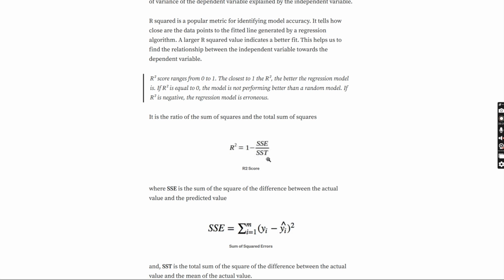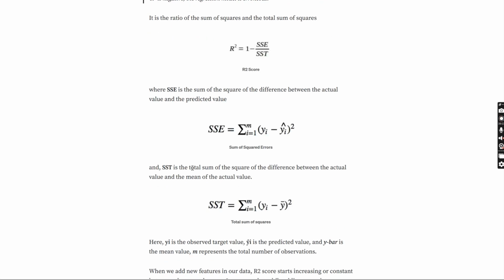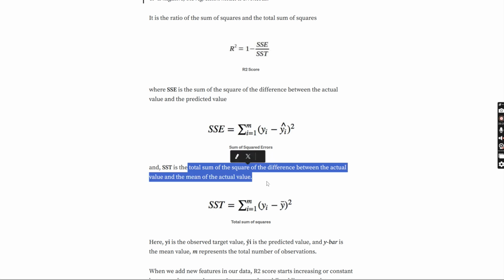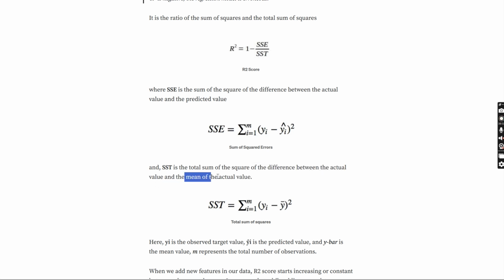SST is the total error, the total sum of squares of the difference between actual and the mean of the actual. Very important here. This is the difference between SSE and SST. SSE is saying, on an average we are going to square the actual value and predicted value, take the difference, and that is SSE. But SST is, the mean bar indicates the mean of the same original values, not the predicted values.